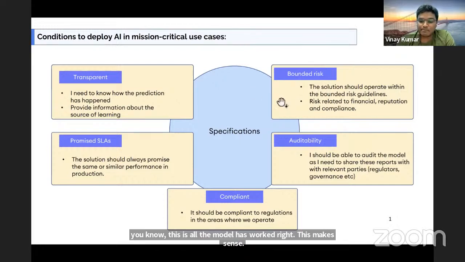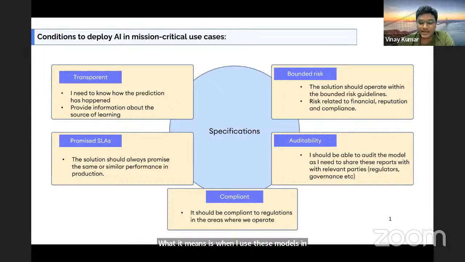So second bucket is the bounded risk. What it means is when I use these models in production, particularly if I'm using it for high-risk use cases, I should be aware about what are the risks associated with it. So for example, I'm using it for autonomous cars. So I need to know when it can go wrong, how it can go wrong, so that I would be aware about what kind of controls or guardrails that I need to build, right? It cannot be a case where I'm putting something in production and I don't know what is the risk of those models in production.